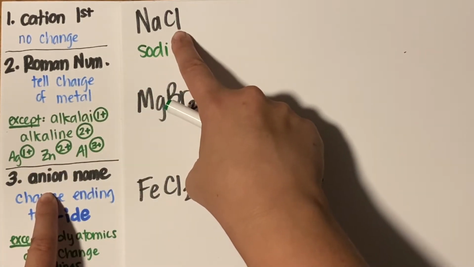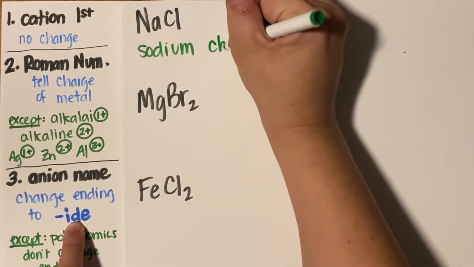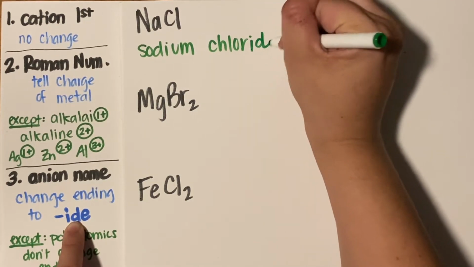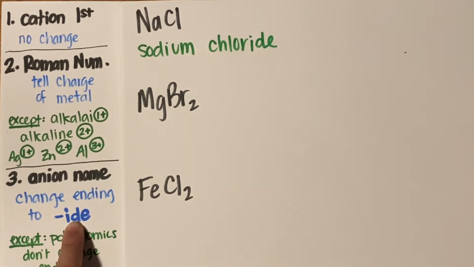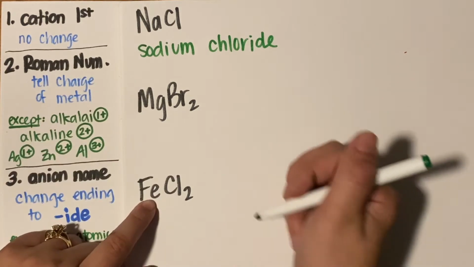and now I name my anion. This is chlorine, but I'm going to change it to ide. So sodium chlor, instead of chlorine, I'm changing it to chloride. Boom. Okay, easy. This guy, Mg, I name my cation. That's my first rule.